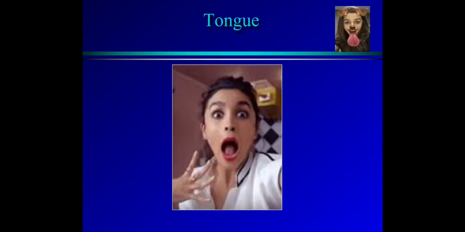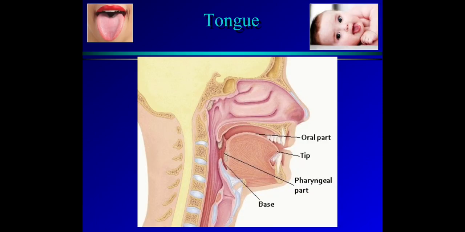Okay, the next structure that we want to see is the tongue. The tongue is a fleshy, muscular organ, entirely made up of muscles running in different directions. Here is a section passing through the tongue. This is the sagittal section. This is the nasal cavity. This is the palate. Here is the oral cavity. In the oral cavity, the main muscular structure seen here is the tongue.